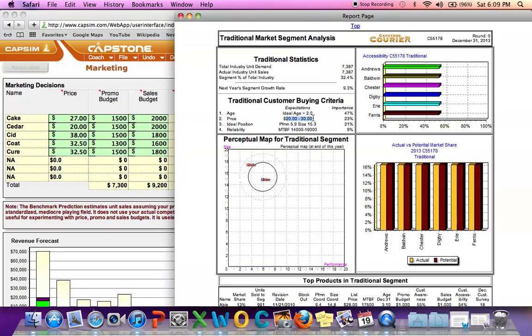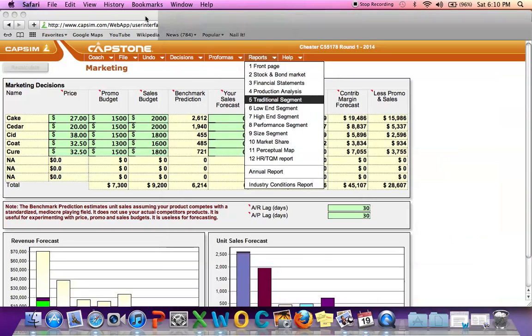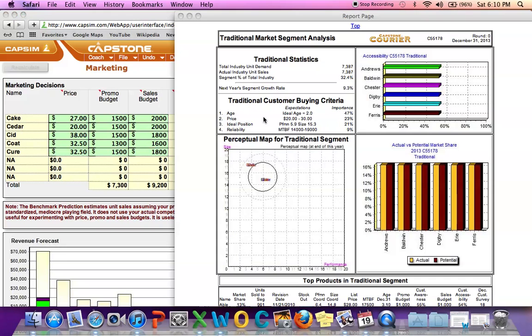One very important tip on price, maybe one of the most important things I'll say regarding price, is each year they will expect the price to fall by 50 cents. The Capstone Courier shows information from last year, round 0, or on round 1. So keep in mind that next year the price range is going to be $19.50 to $29.50 for this particular segment.